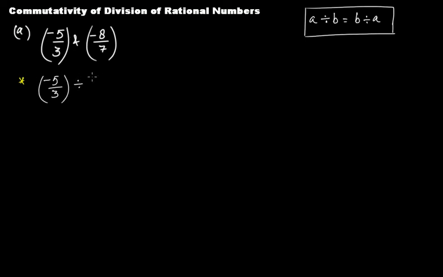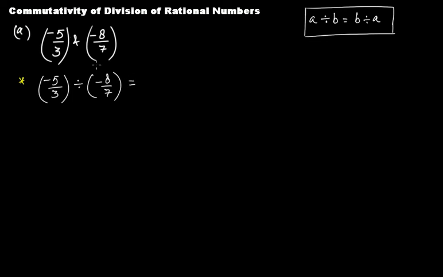That means if we take two rational numbers a and b, then the division of rational numbers to be commutative means that a divided by b should be equal to b divided by a. If this condition gets satisfied in each and every division, then we say that yes, the division of rational numbers is commutative. To understand this, we have taken two rational numbers here, minus 5 over 3 and minus 8 over 7. First, let's divide minus 5 over 3 divided by minus 8 over 7.